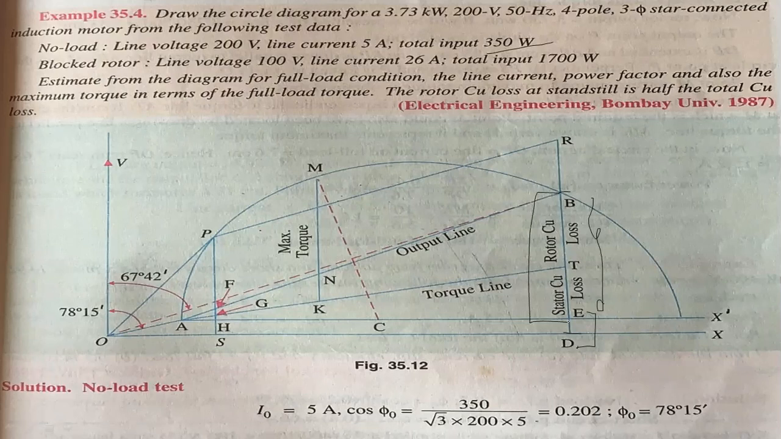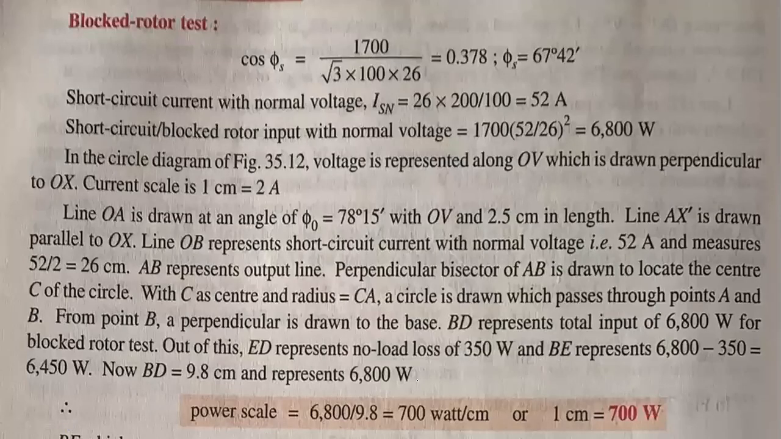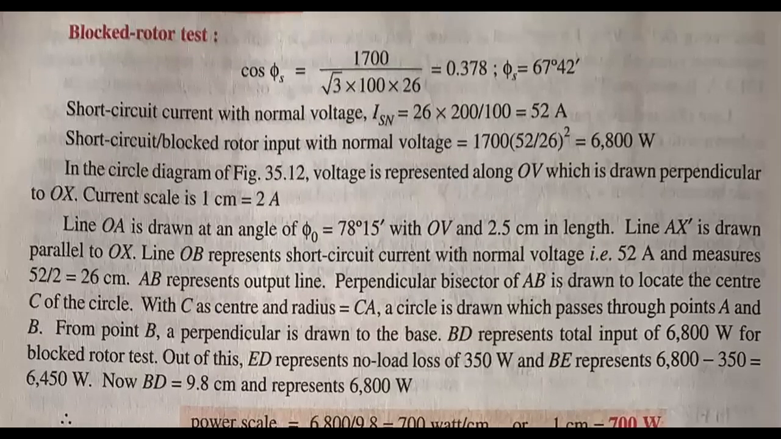Okay. So now if you calculate the centimeters, total BD in centimeters is 9.8 centimeters for 6,800 watts. Now, the power scale, how do we represent the power scale? See here. Power scale will be 6,800 divided by 9.8. That is 700 watts per centimeter. So for 1 centimeter, it is having 700 watts.